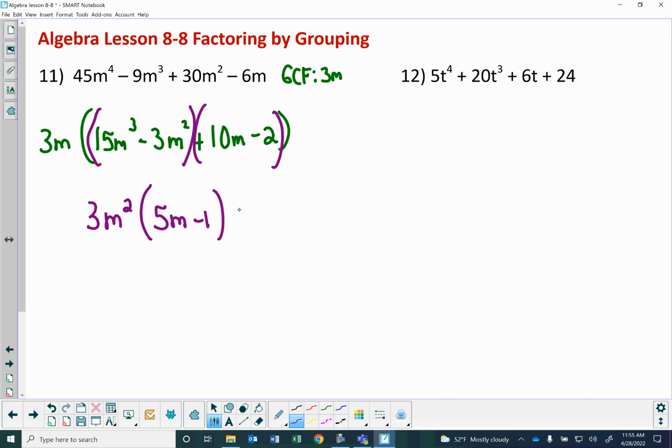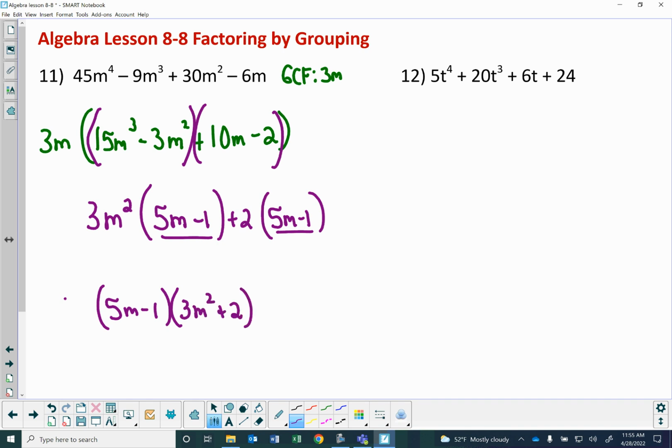10m minus 2, the greatest common factor for there is 2. And that's going to leave me with 5m minus 1. So my common term, 5m minus 1. What is left over? 3m squared plus 2. My GCF to begin with, 3m. Now look at it and make sure it doesn't factor again. It doesn't look like that can factor again, so I am done.